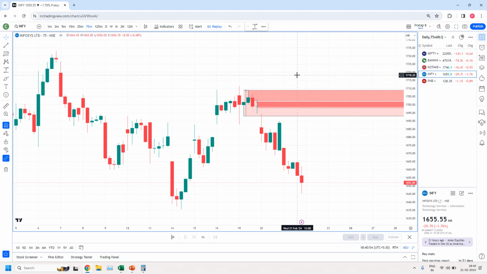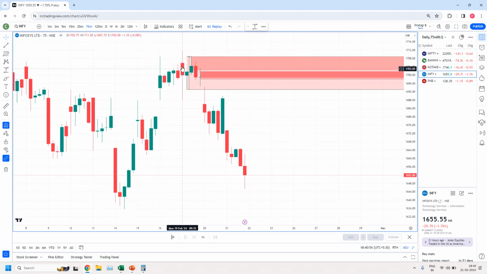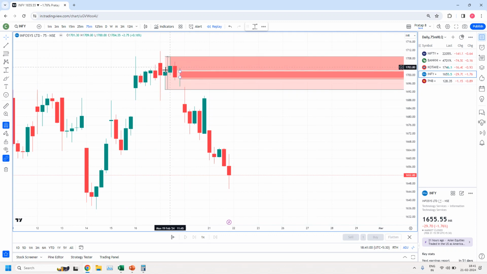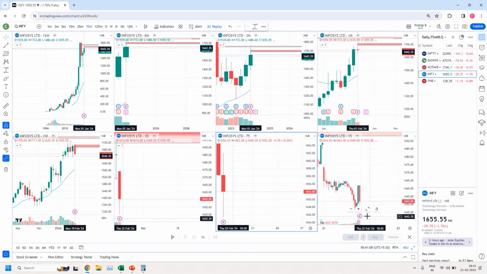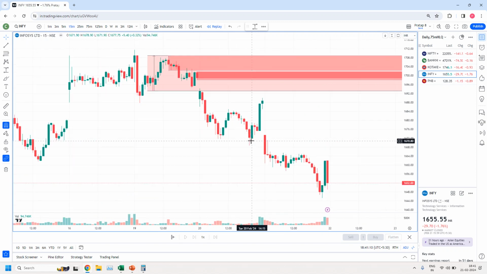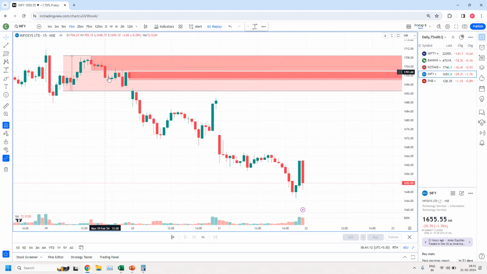NIFTY is a 75 minute supply zone. We have a leg-in, ERC candle, 4 base candles and a drop candle with leg out. And inside this, we identified 15 minute zones, 2 15 minute zones. This is the first 15 minute zone. And this is the second 15 minute zone, rally, base, drop.